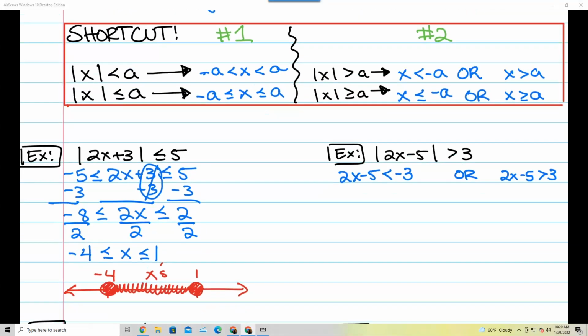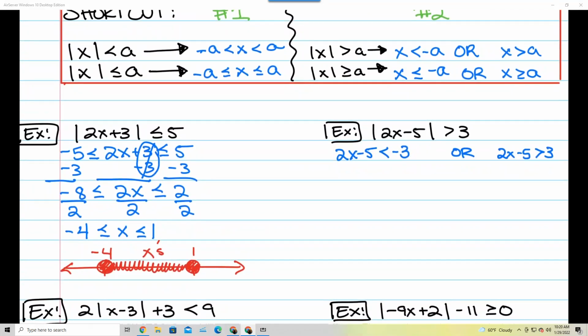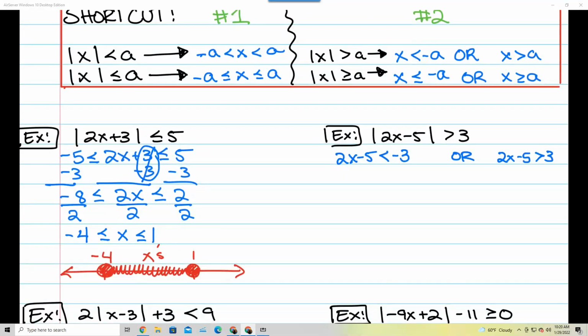Now that I have that, I can go ahead and start solving for it. I'm just going to solve each one individually. This part should be no problem at all. So I'm going to go ahead and add 5 to both sides. I get 2x is less than 2. Then I'm going to go ahead and divide both sides by 2. And I get x is less than 1.